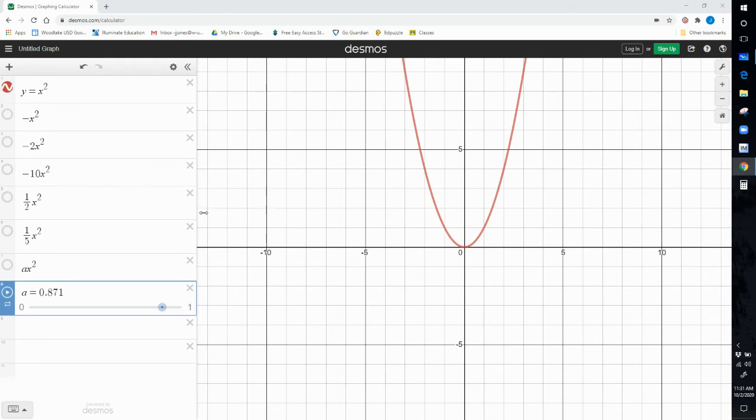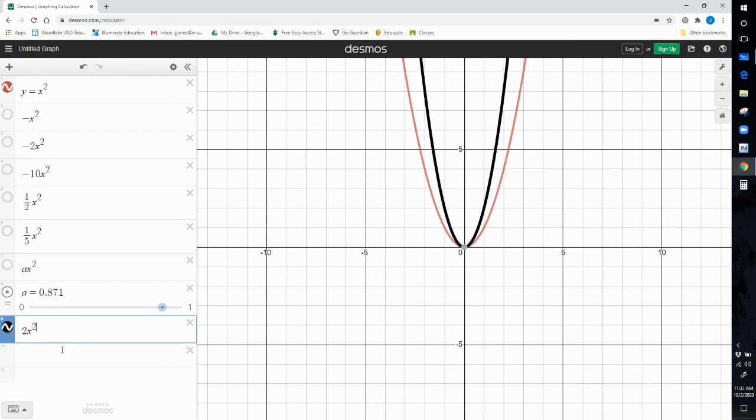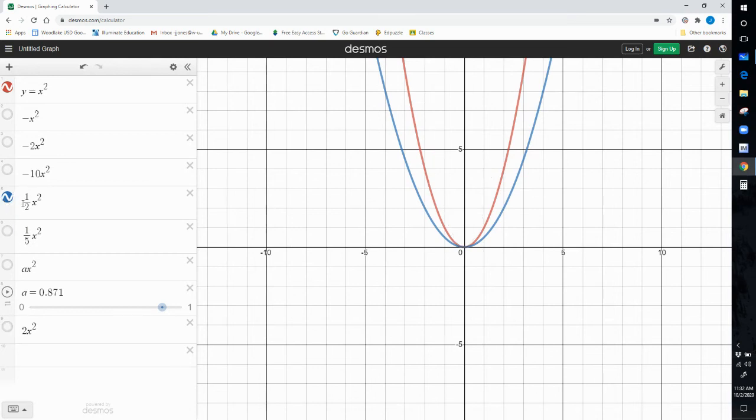There's the parent function in red, just like always. We saw that putting a number in the front, such as a 2, will make the graph skinnier, right? But how do we make the graph wider? There's one that's wider. If you didn't try, you can put in a fraction, like 1/2. So 1/2 x squared, or 0.5 x squared, is wider. What about wider than that? 1/5. So it looks like the smaller the fraction, the wider the graph.